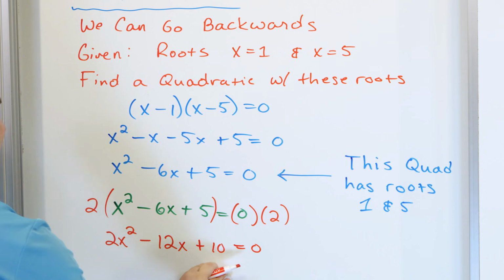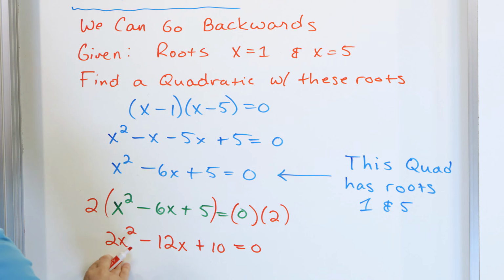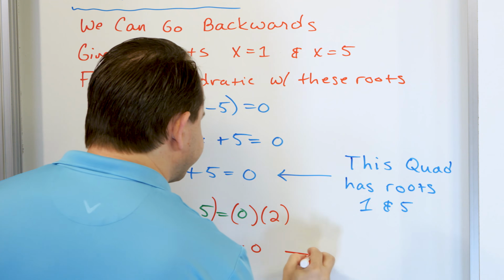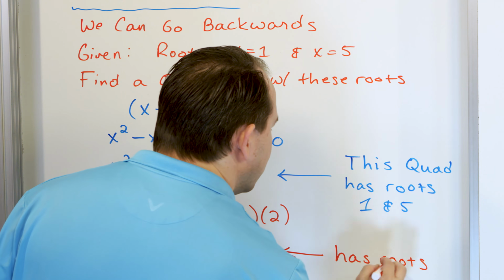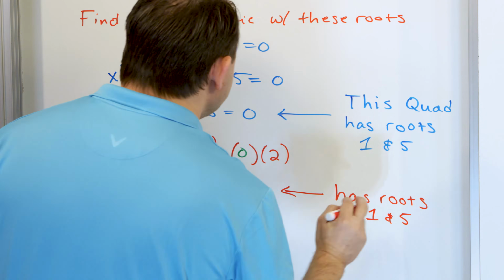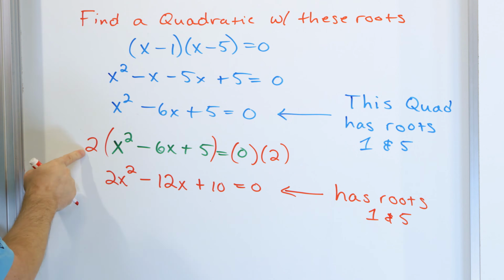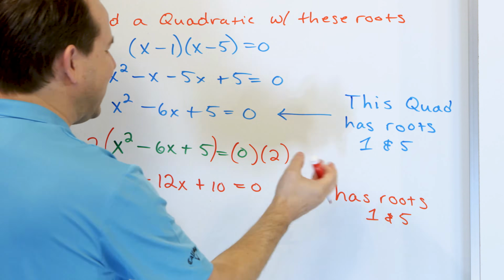Now, this quadratic is different than this one. I mean, it's completely different. It's multiplied by 2. All the numbers are larger, right? But this quadratic still has roots 1 and 5. So you see, you can take the original one that you find, and you can multiply it by a number. In this case, we just picked 2. And you will get another quadratic that has exactly the same roots.